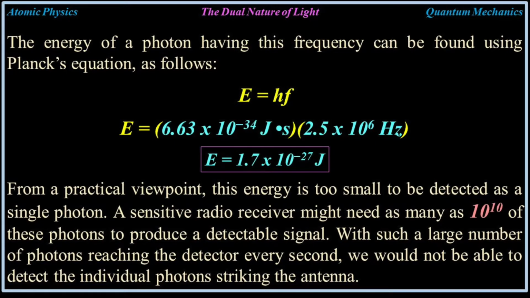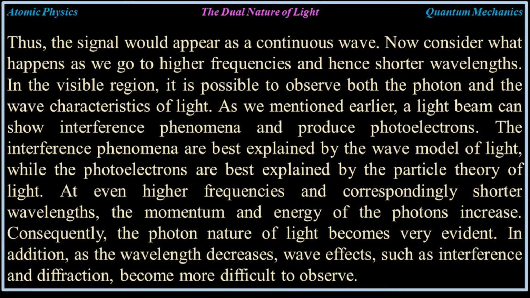The energy of a photon having this frequency can be found using Planck's equation as follows. E equals Planck's constant times 2.5 times 10 to the sixth hertz, and the energy is 1.7 times 10 to the negative 27 joules. From a practical point of view, this energy is too small to be detected as a single photon. A sensitive radio receiver might need as many as 10 to the 10th of these photons to produce a detectable signal. With such a large number of photons reaching the detector every second, we would not be able to detect the individual photons striking the antenna. Thus, the signal would appear as a continuous wave.